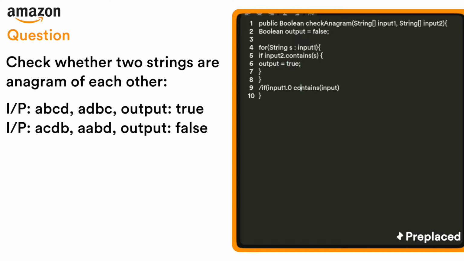Let me recheck this once again. Boolean checkIfAnagram, I'm getting an array of strings, two inputs, input 1, input 2. I'm taking a variable output as false. Why am I iterating an array? Input is just two strings, not an array, just two string objects. But I have to check if all the characters are present or not. That you have to implement, but the input is two string objects.